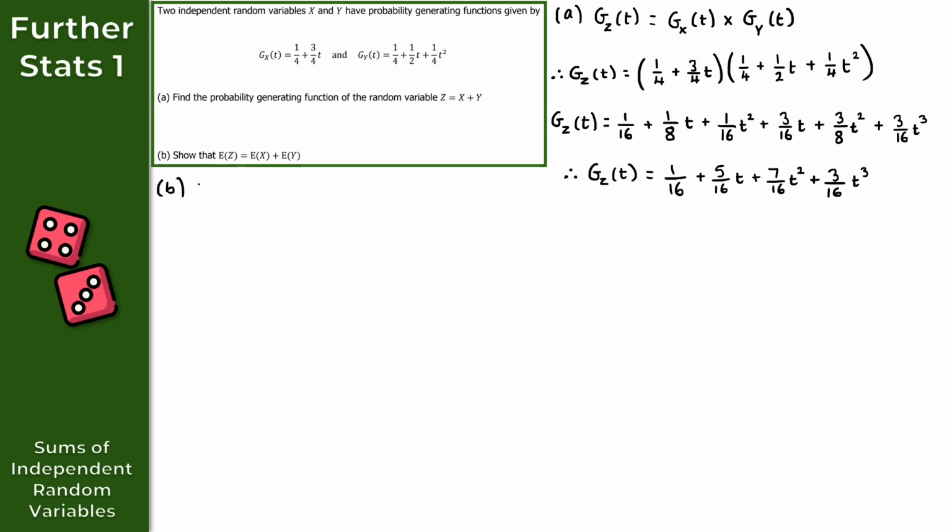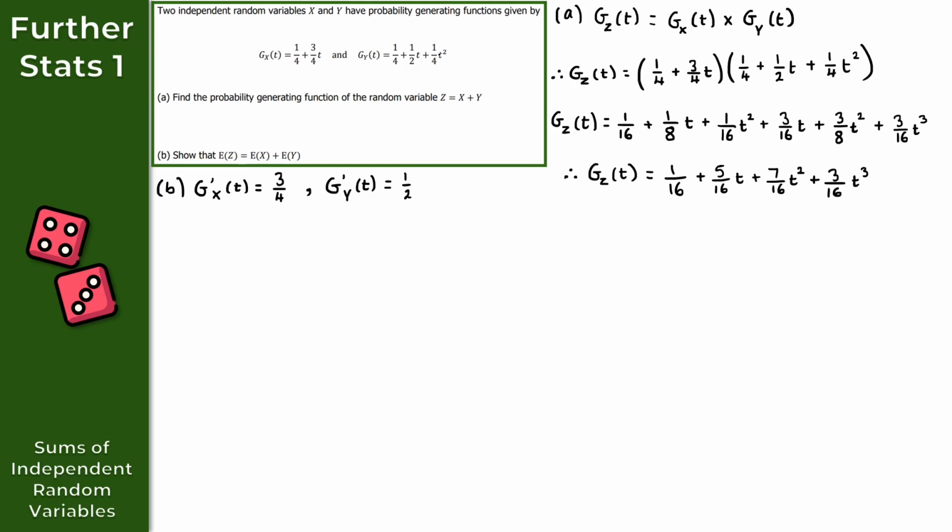To begin with, let's find G'_X(t). That's probably the most straightforward. Just differentiating our PGF in terms of t: 1/4 is just a constant, so that will differentiate to 0. Then we've got 3/4 t, so when we differentiate that term, we simply get 3/4. Nice and straightforward. Now for G'_Y(t): the 1/4 is a constant, so that differentiates to 0. We then have 1/2 t, which will differentiate to 1/2.